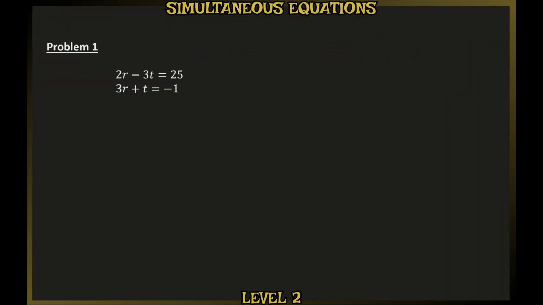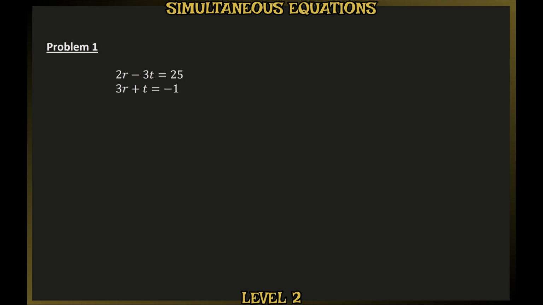In problem 1, we're solving 2r minus 3t is equal to 25 and 3r plus t is equal to minus 1. Now to solve this, we'd like to eliminate one of the variables, and this means we need to either get rid of the r's or get rid of the t's. To do this, we need to have either the same number in front of the r's in the two equations or the same number in front of the t's, and at the moment none of them match.